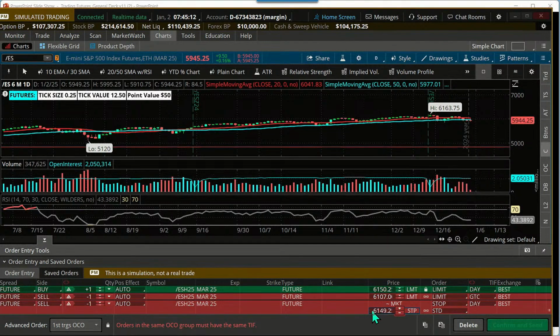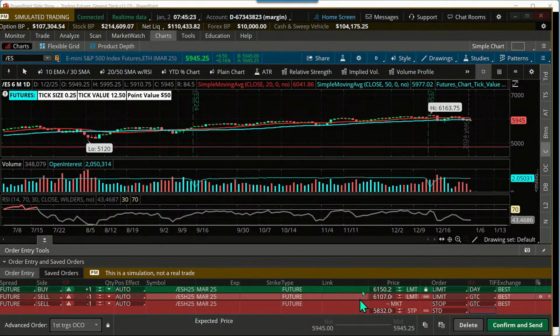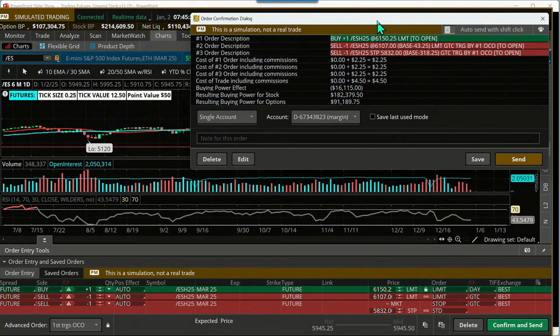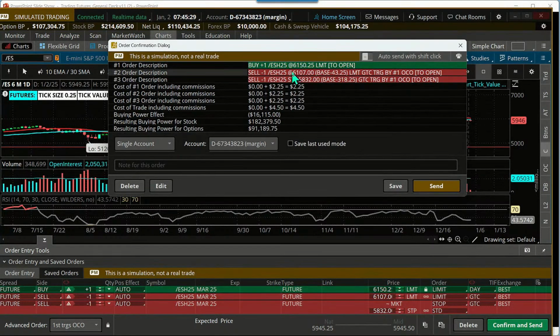My stop price, I said, was going to be 58.32. That's a stop, and I'm going to make that good till canceled as well. And then if I wanted to send this, I could click on confirm and send, and it's going to give me this information right here. Okay, but there's a problem.